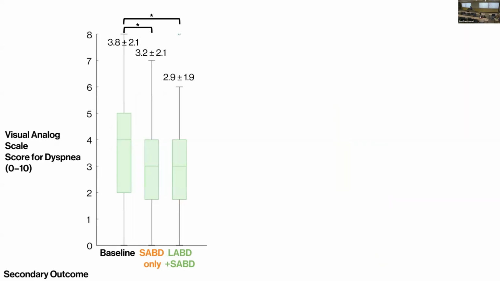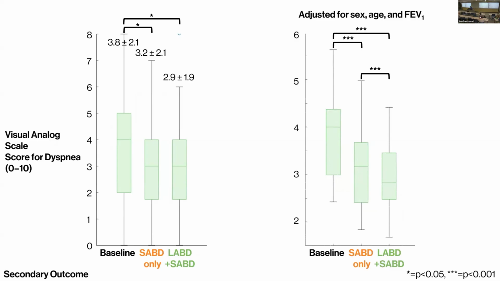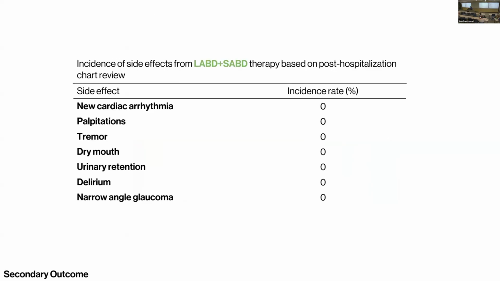Finally, in terms of our secondary outcomes, you can see that following short-acting bronchodilator administration, dyspnea scores decreased, as well as when they took their long-acting bronchodilator. As a reference, the minimum clinically important difference for their visual analog score for breathlessness would be a unit of 1. And from baseline to both inhalers, it was about 0.9. Again, when we adjust for age, sex, and FEV1, there's an even bigger decrease in dyspnea following the administration of long-acting bronchodilators. In terms of side effects, it's a very easy slide to talk about. There were none.